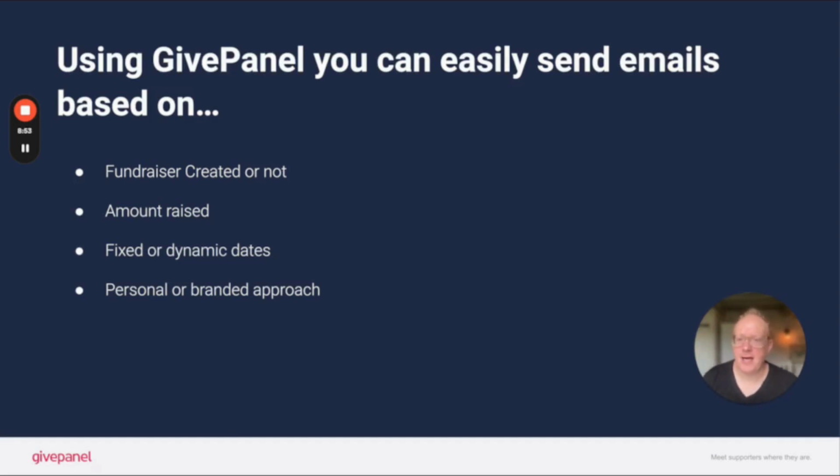And then fixed or dynamic dates. The way that dates work in GivePanel is you can just set it on X days from the start date or end date. So that's a fixed date. Or you can say it's 7 days since they registered, that kind of dynamic date as well. So you can have a bit of a journey for them. And then you can choose your personal or your branded approach, like I said. I think that personal has that connection, branded has that storytelling element from the organization, and a bit of brand building, which is important too. So you want to choose them as you want to.